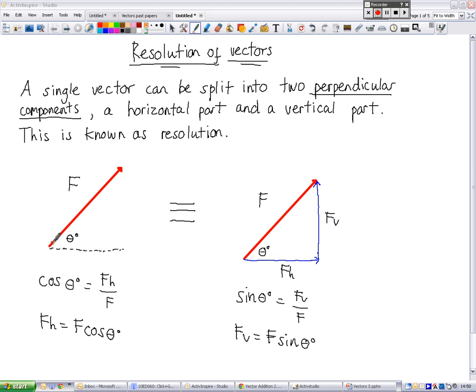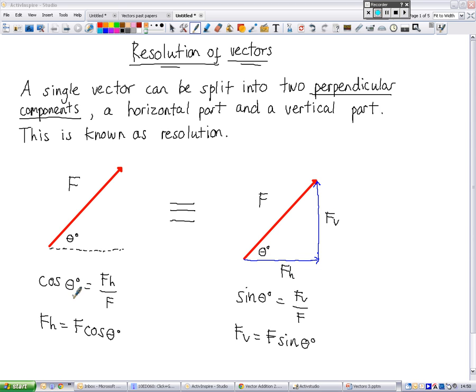So if we start out with a force like this at an angle, we can resolve that into its two constituent parts, its perpendicular components, and this is what is called resolving a vector, or the resolution of a vector. So we've got FH, which means horizontal force, and FV, which is this vertical force. If we want to figure out an equation for the horizontal force and vertical force, we can just use simple trigonometry.